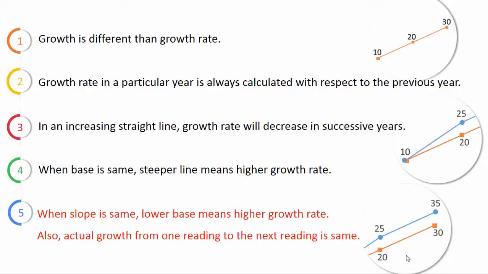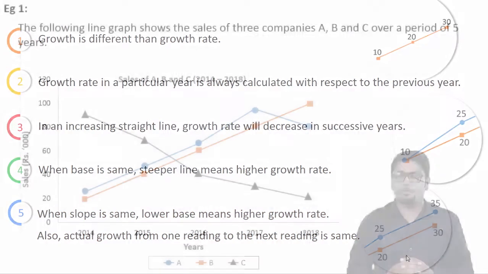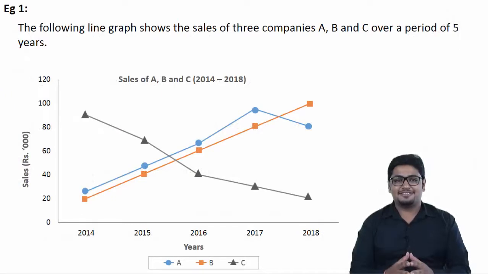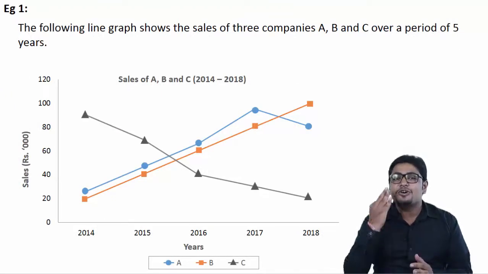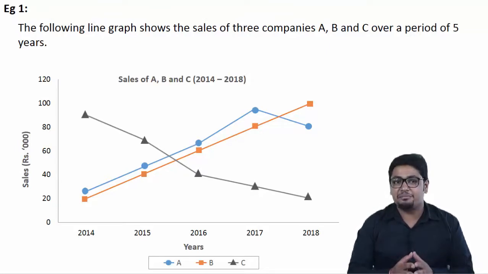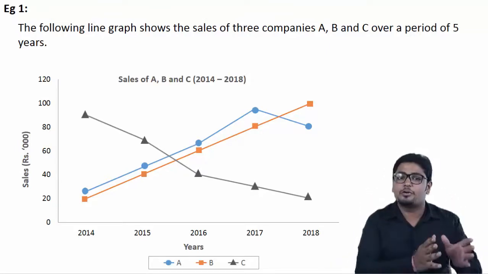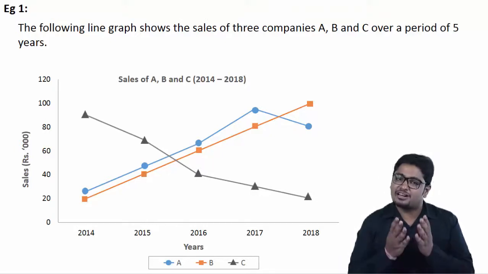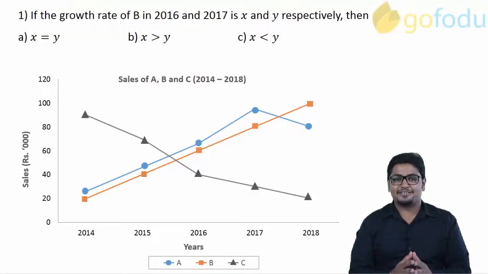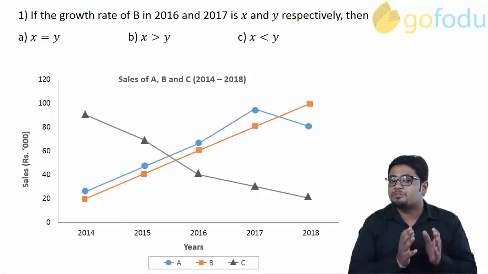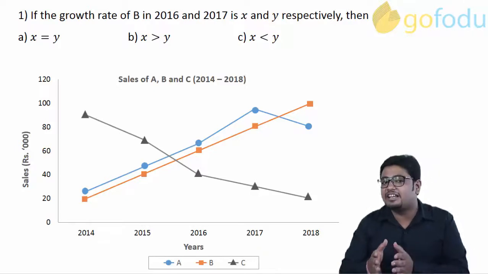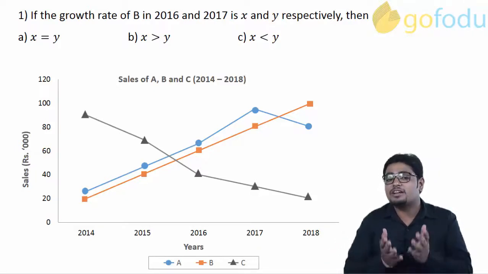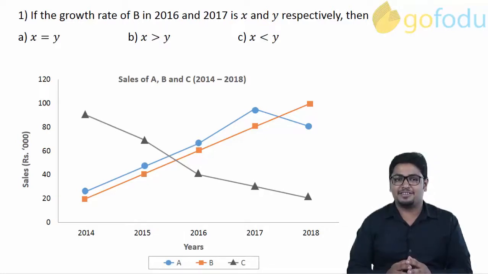Now, let's take an example to get a complete hold over this topic. In this example, sales of 3 companies are given, but this time it is given for 5 years from 2014 to 2018. Let's directly look at the questions which are asked. Okay, so the first question says that if the growth rates of company B in 2016 and 17 are X and Y, then what is the relationship between the two? This highlighted region is to be discussed.